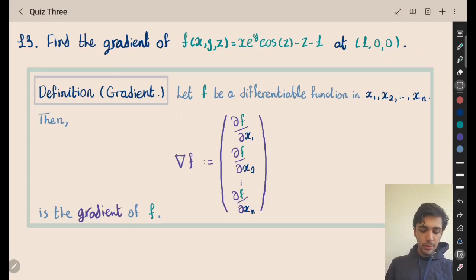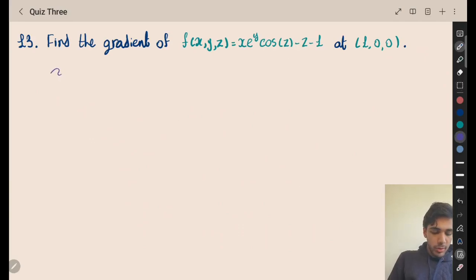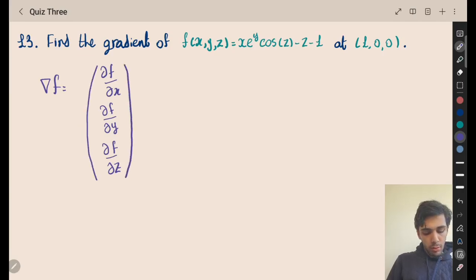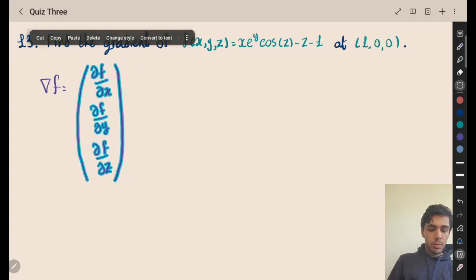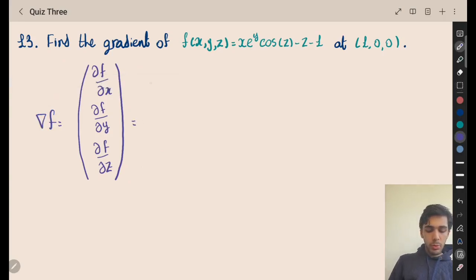So in our case, we would have 3 gradients. And we would compute them ideally as follows. Start with partial x, and then you move on to partial y, then you end with partial z. Okay. What is the partial with respect to x? That's a question for you. The answer should not be too difficult.